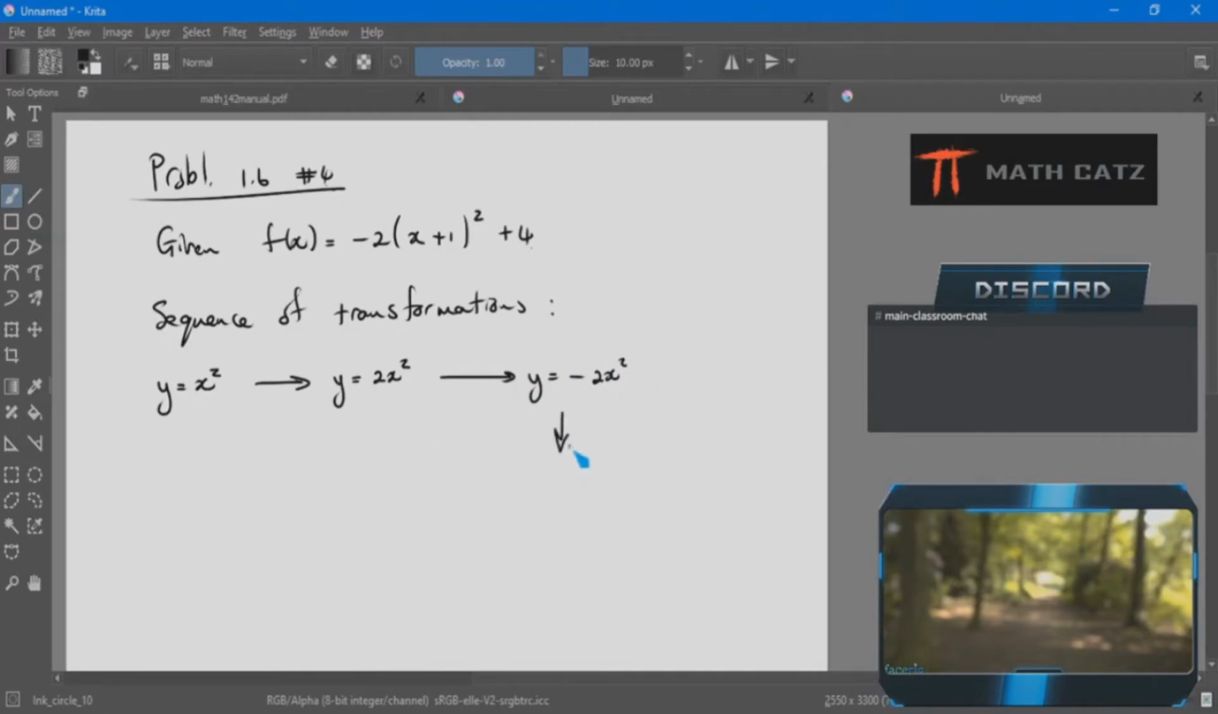Then I'm going to change it to -2x plus 1 squared, which is a replacement of x. And lastly, we're going to change it to the end result by taking that previous right-hand side and adding 4. So we have a few steps in our sequence of transformations. Each one will have a graph.